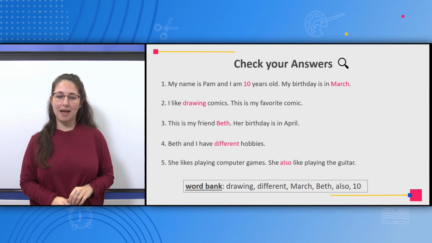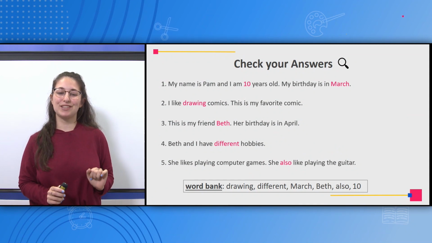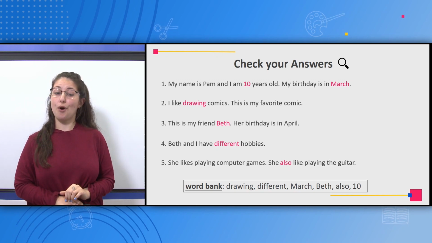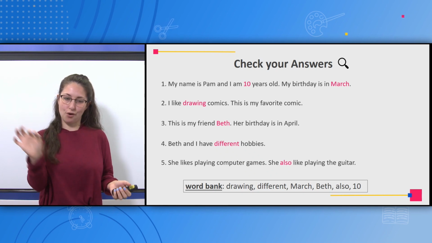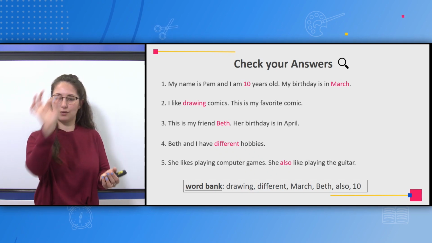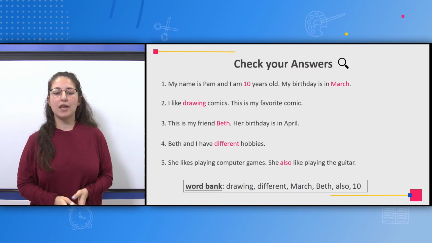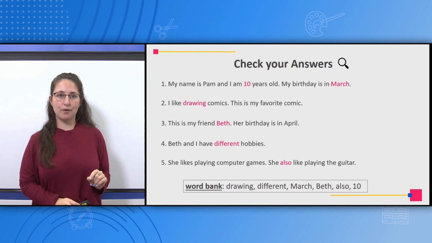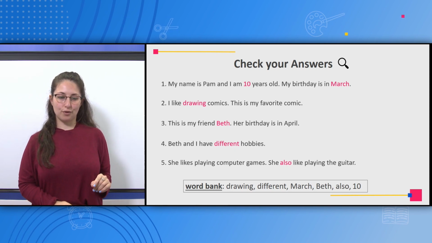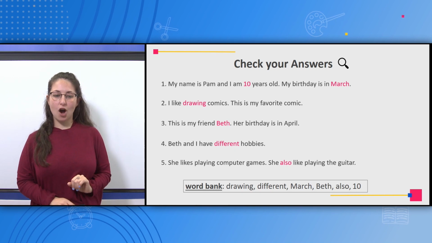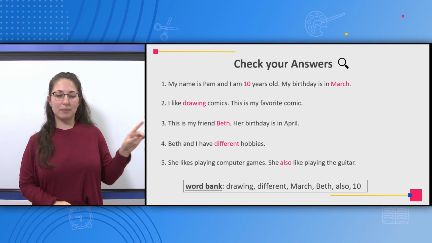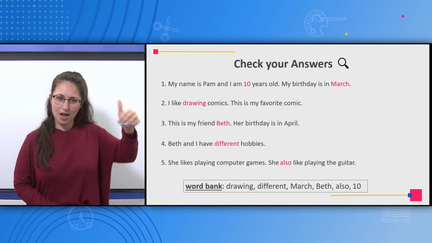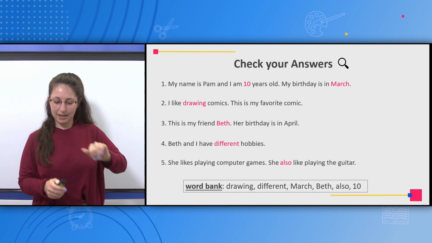1. My name is Pam and I am 10 years old. My birthday is in March. 2. I like drawing comics. This is to draw when you draw something like a heart or a square. This is my favorite comic. 3. This is my friend Beth. Her birthday is in April. 4. Beth and I have different hobbies. 5. She likes playing computer games. She also likes playing the guitar. Really good! So now let's move on.